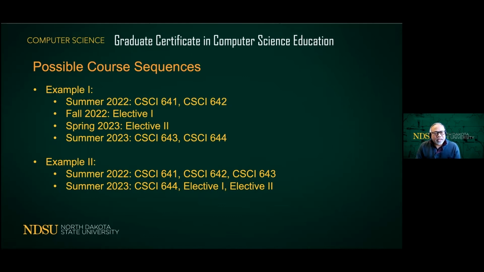And then they would be completing all the requirements for the graduate certification by end of summer 2023. In the second example, which is much more intensive, the idea is to do the coursework only during the summers. So this is, as I've said, very intensive. So in the first summer, the students can take 3 courses, like 641, 642, 643 in sequence. And in the next summer, the students can complete the last required course, which is 644, and then do the 2 electives and be done with the graduate certification by the end of the second summer.